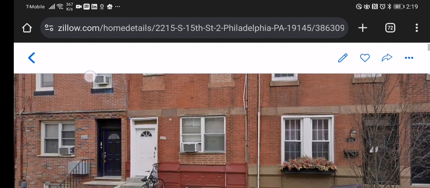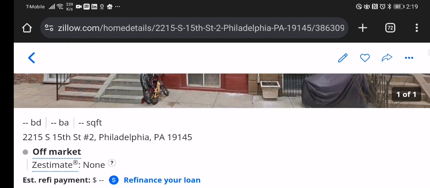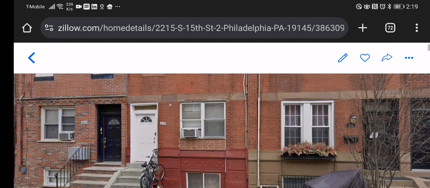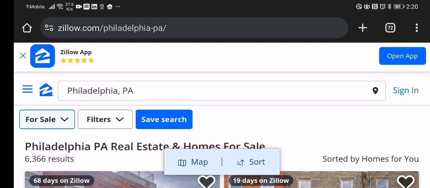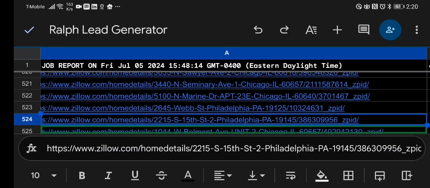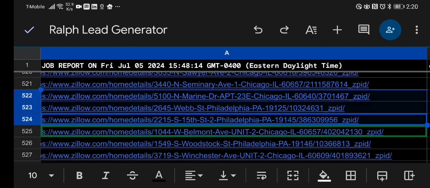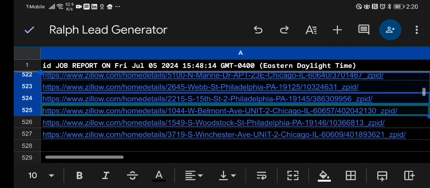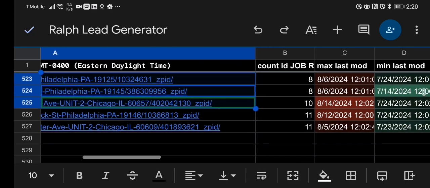Now look at this. Not very nice place, but oh my goodness, off market. So some of this stuff comes and goes, and let's see if it'll bring us right back. No, it doesn't bring us back. So we have to go here. All right, so let's go to another one. These are all clues as to what's happening.